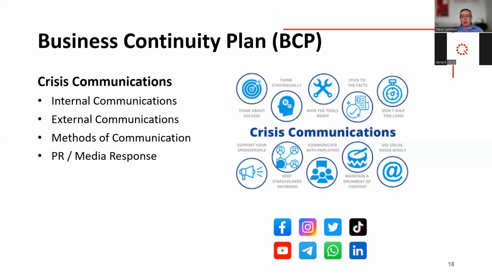PR and media response. Certainly PR and media is quite key. There are some really good examples out there, such as Richard Branson, when he had the rail crash, and it was one of his trains that crashed. He was abroad on holiday at that point, and he flew straight back into the UK, straight to the area where the incident had happened, and he was straight in front of the cameras, responding quite quickly.